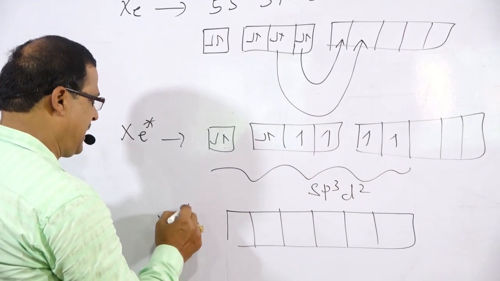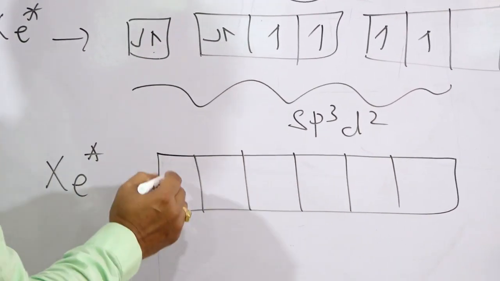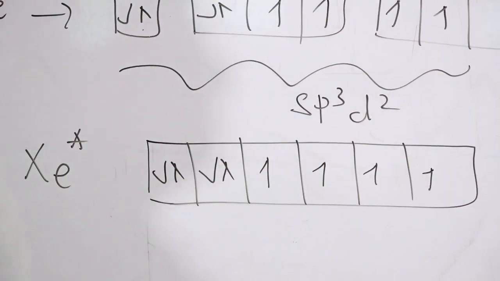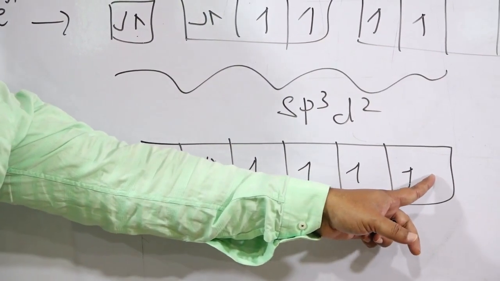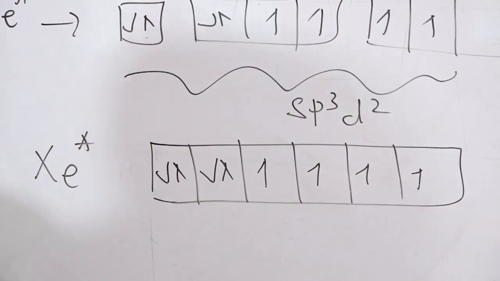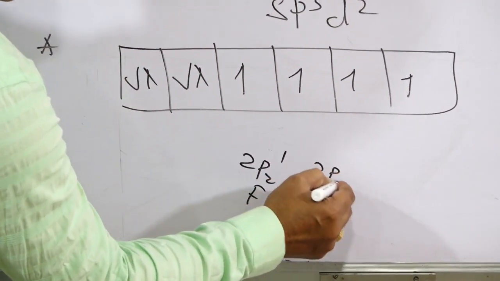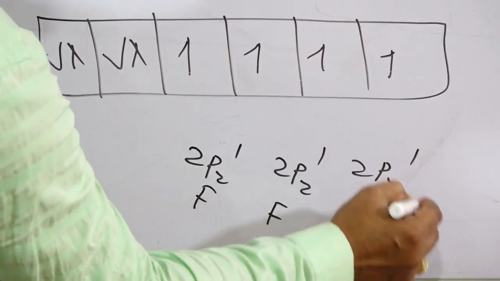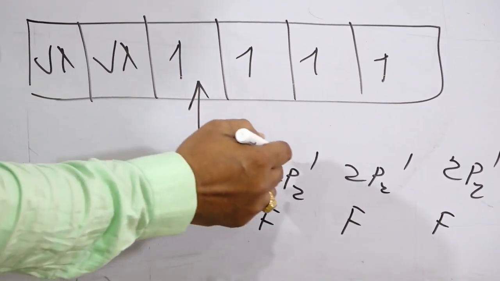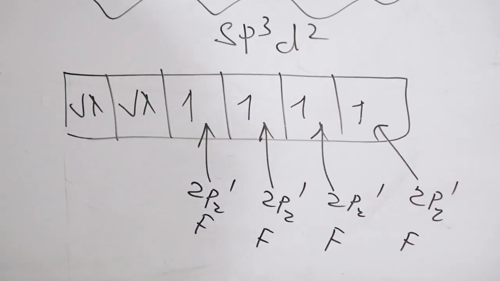That is the xenon atom excited: 6 electrons, 6 hybrid orbitals, 1 pair, another pair, and 4 unpaired electrons. These 4 unpaired electrons present in the hybrid orbitals are responsible for forming bonds with the fluorine atoms, each with 2pz1. By mutual sharing of these electrons, they form xenon tetrafluoride.